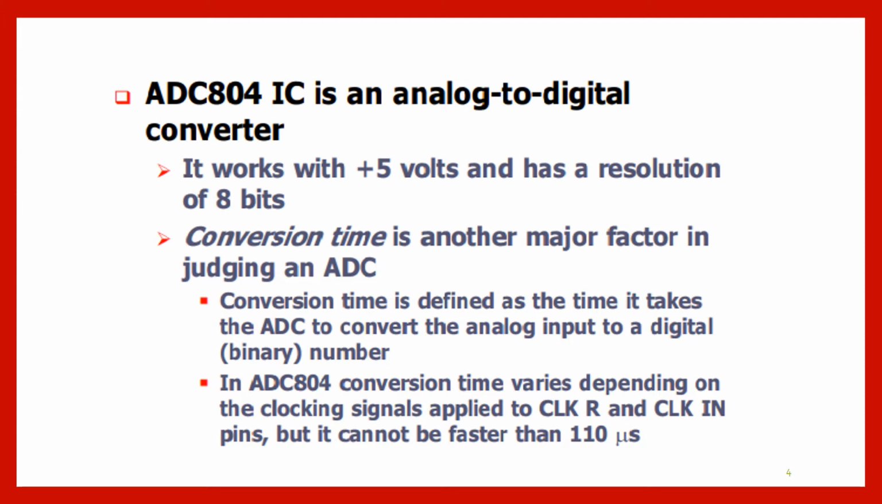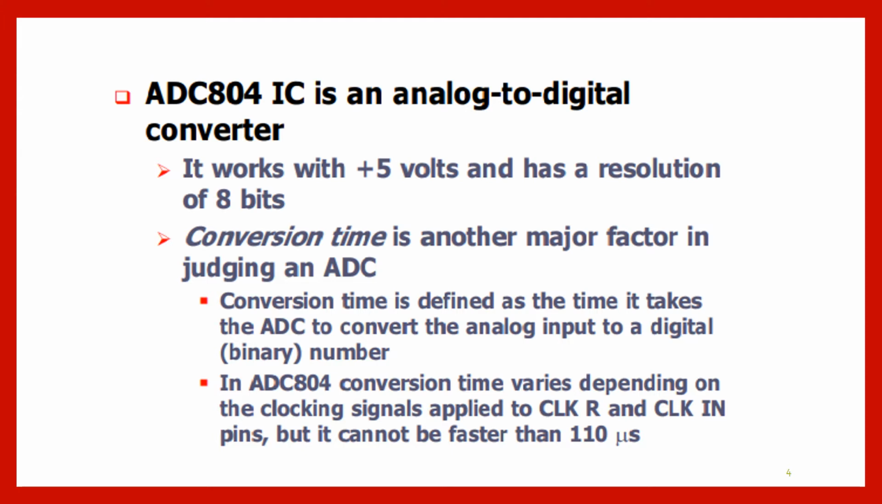Conversion time is the most important figure of merit as far as ADCs are considered. Based on whether it is a parallel ADC or serial ADC, we have to get that binary data out, and the voltage level and the number of bits, these two facts are going to decide how exactly the conversion takes place. As far as the conversion time is concerned, in the case of the 0804 ADC, it is decided by two pins, CLK R and CLK IN.